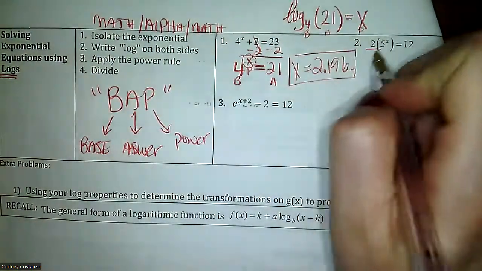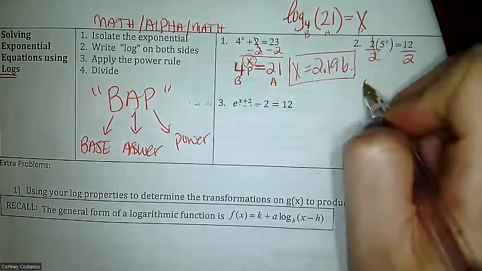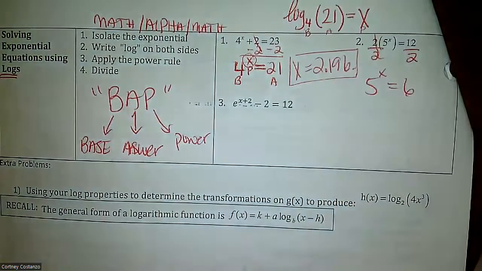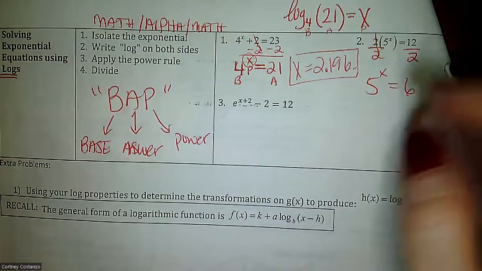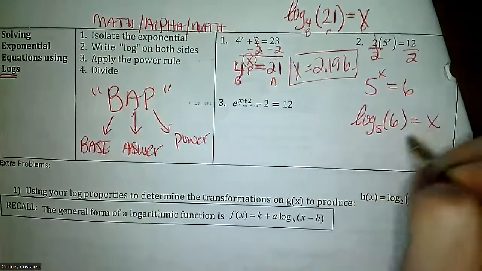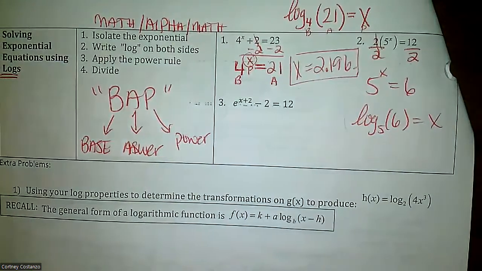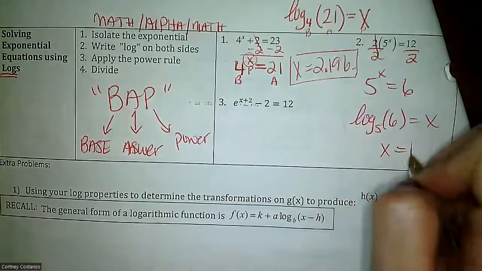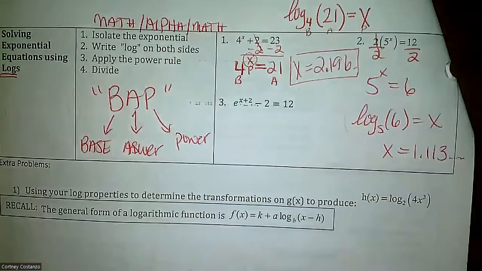Now let's do it again. Isolate to the best of your abilities. I have it isolated. Now let's BAP it. So log base answer power, and then I type this in my calculator. When I type that in my calculator, I get about 1.113 dot, dot, dot, dot, dot.